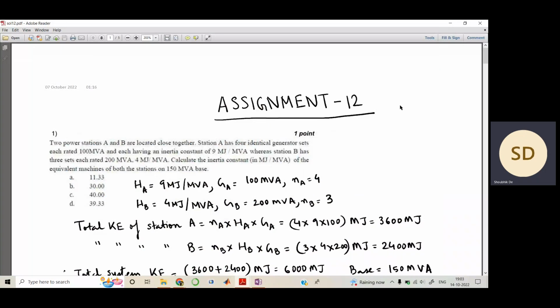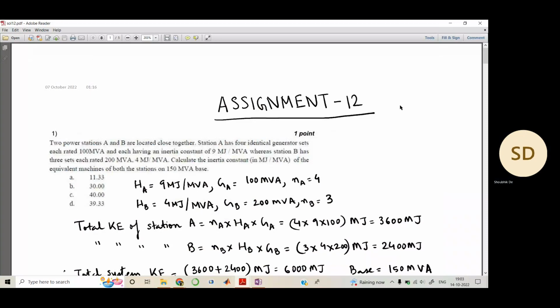So assignment 12 will be based on the synchronous stabilities, the steady state and the transient state stabilities, the swing equations of the synchronous generators. This is one of the most important topics of power system analysis, and you can expect a lot of questions from here.